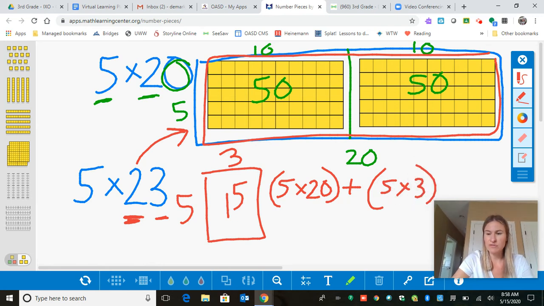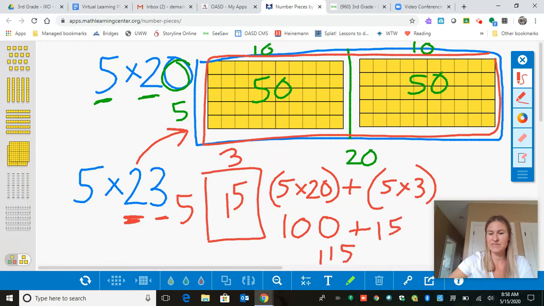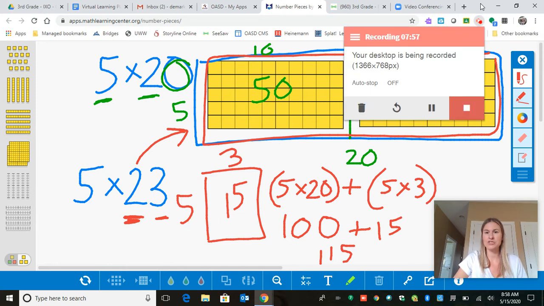This is the distributive property. What is it? Distributive property. We have broken up one of the factors to make it easier. Oh, I love zeros. So 5 times 20 is 100, and then we add that to this other parenthesis thing. 5 times 3 is 15. So 100 plus 15 is 115. Do you see how with the distributive property, we break apart the factor to make it much easier to multiply and put together? All right, I want to show you now your next task.